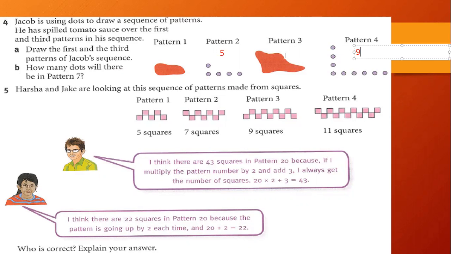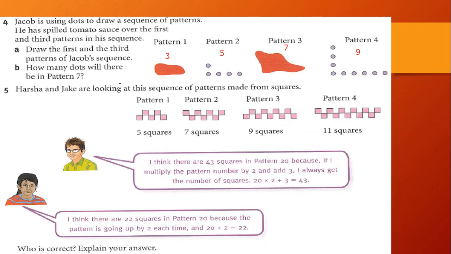Okay, so in between these there must be 7, because each time he's adding 2, and here must be 3. So the third pattern has 7, because each time he's adding some numbers. So 5 and 9, the middle number is 7. Because 5 plus 2 is 7, 7 plus 2 is 9. So we are dividing equally. So it must be 7. Draw the first and the third pattern. How many dots will there be in the 7th pattern?